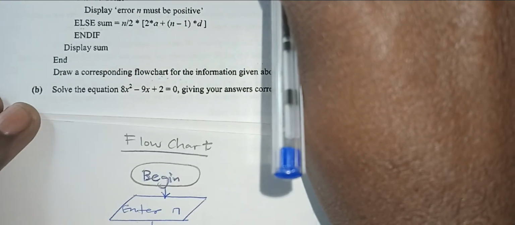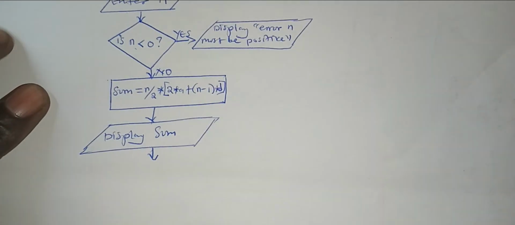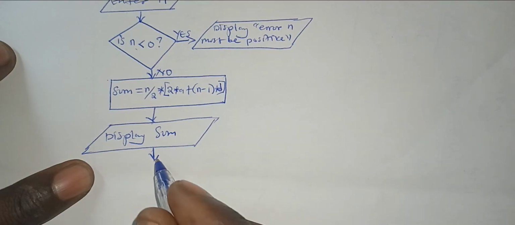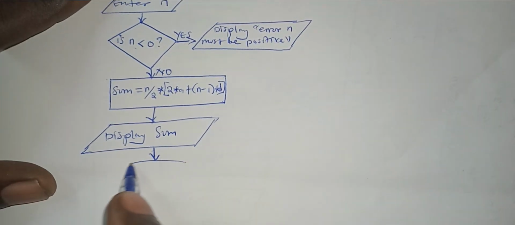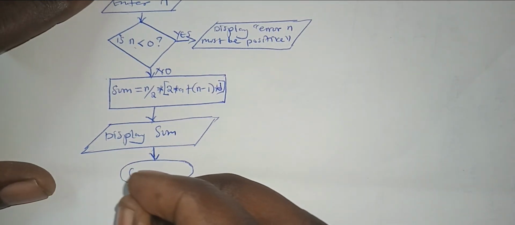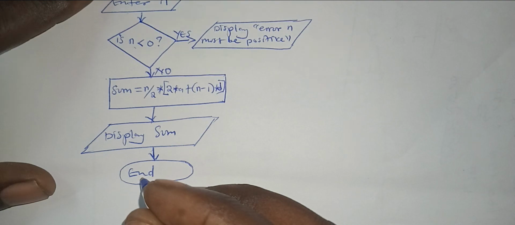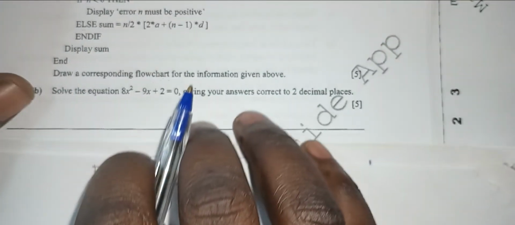After we display, do we have more to do? Let's check on the question. So after display sum, then we have to end our process. So that is the symbol we are going to use. And we said this is supposed to be an oval shape. So an oval shape is going to be the last symbol that we are going to use. And we are going to say end, just as indicated in the question here.